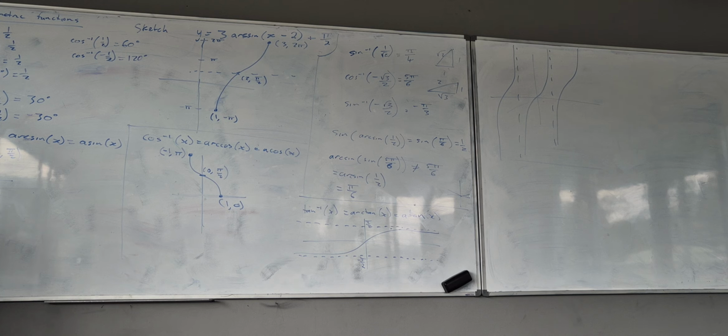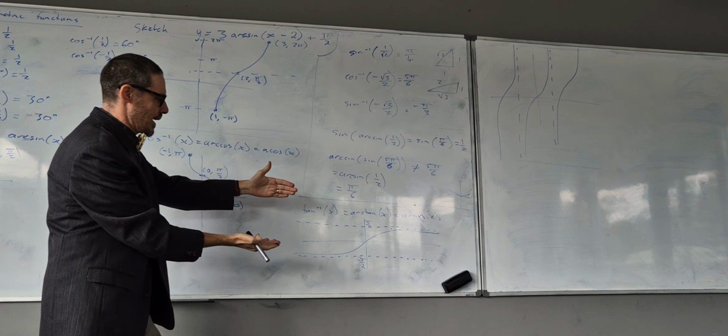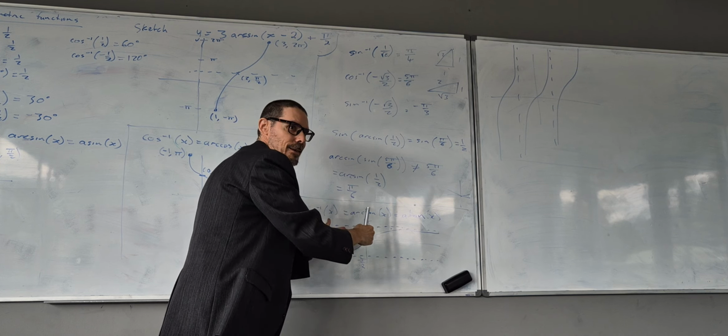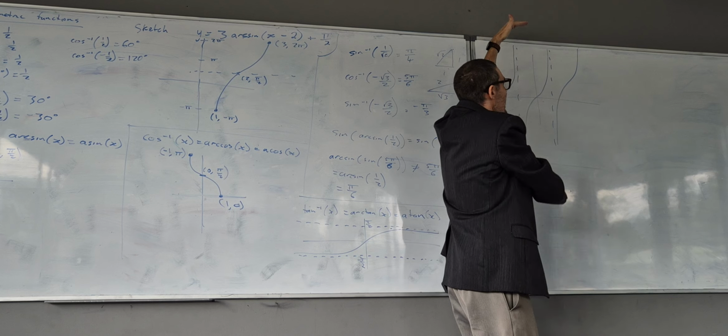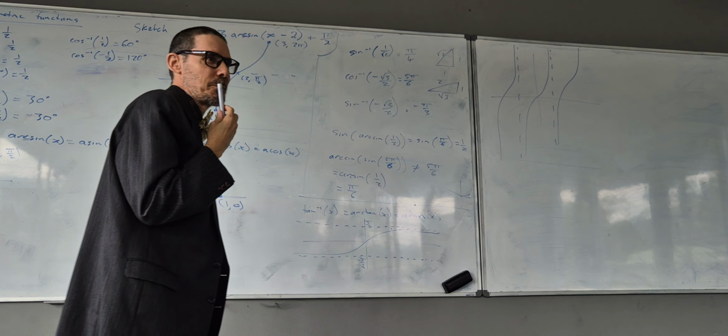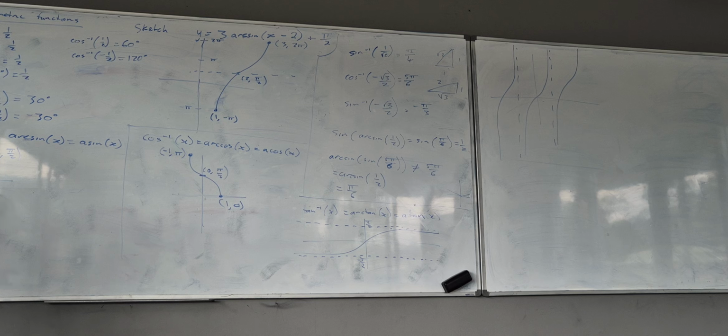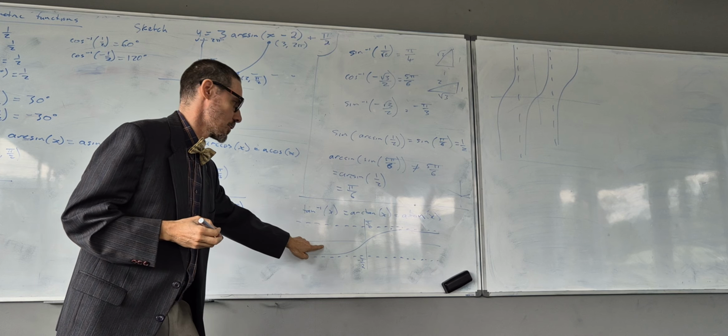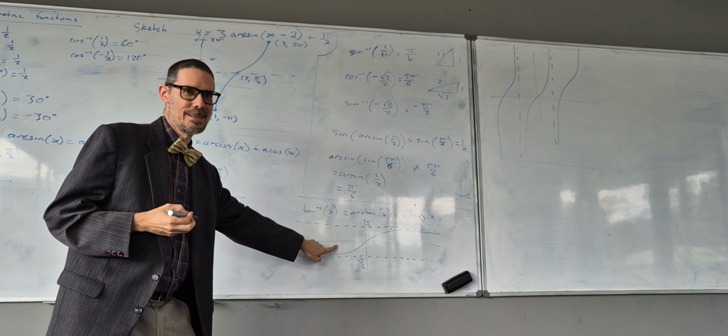So the range of arctan is negative pi on 2 to pi on 2. But the domain is anything, because tan has a range that's anything. So swapping domain and range, and that's arctan. First quadrant, fourth quadrant, or positive angles, negative angles.